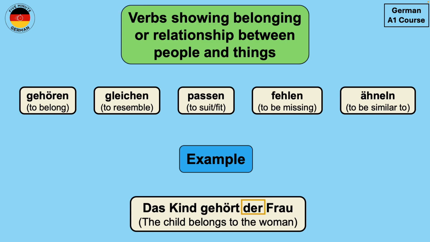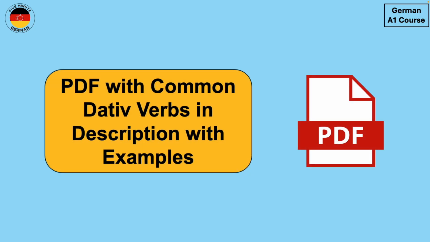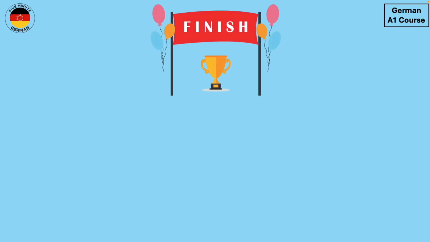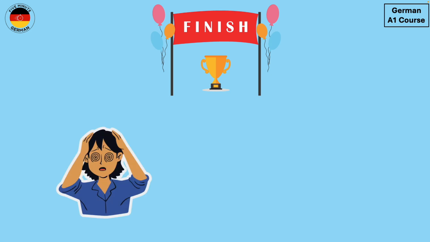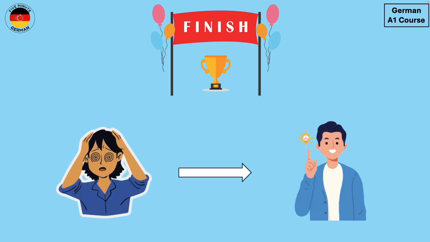So these were just some examples of commonly used verbs which require the dative noun after them. I have made a PDF with common dative verbs which you can find in the description below. You will also find examples with these dative verbs in this PDF. You can take a look at it, understand them and also memorize them. So with this, we come to the end of the lesson. I hope that all the confusion that you had about dative in the start is now finished, and now you have understood this dative concept and can use it in sentences and your daily life.